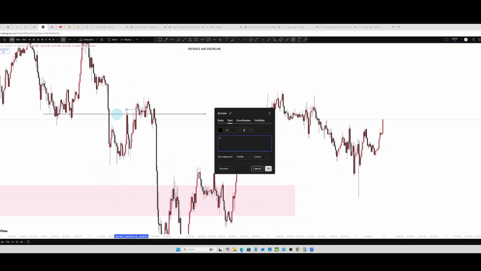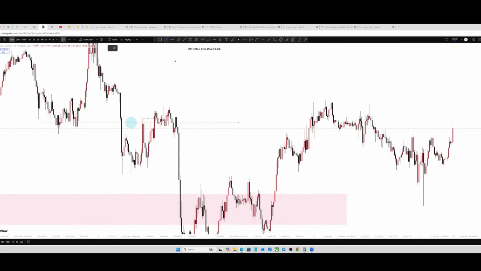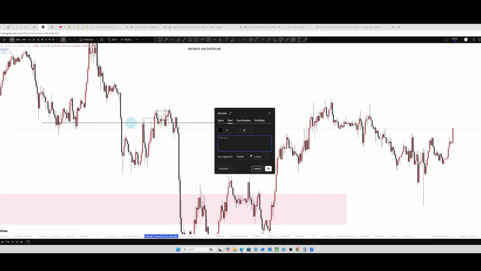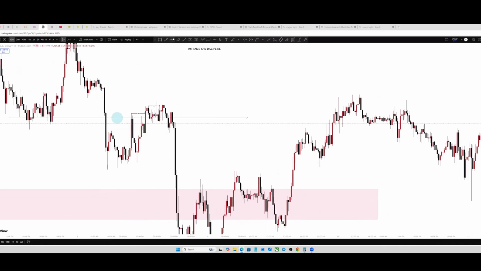Let's use X and mark it as liquidity sweep. And now we are waiting for what? Change direction. Okay, and price went further to give multiple liquidity sweeps. So this is our liquidity sweep.